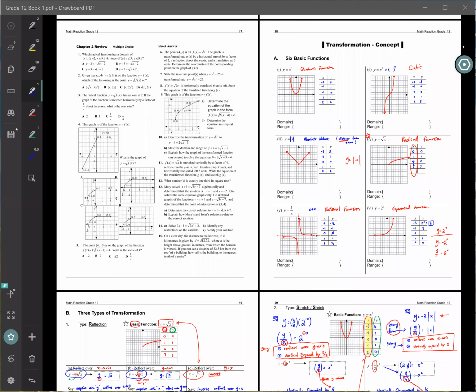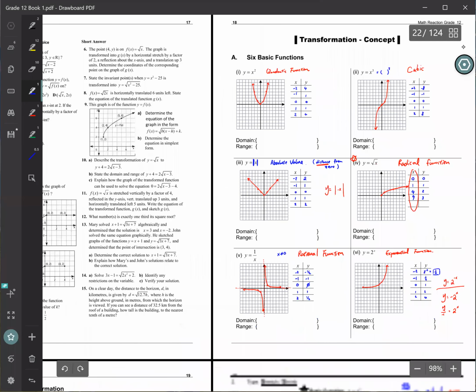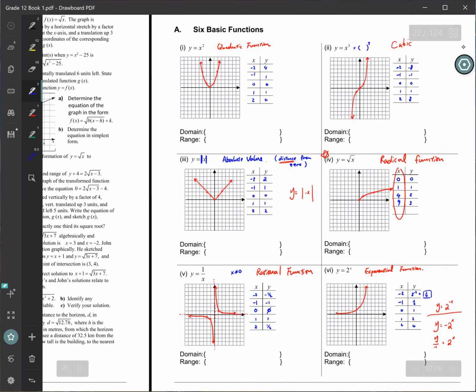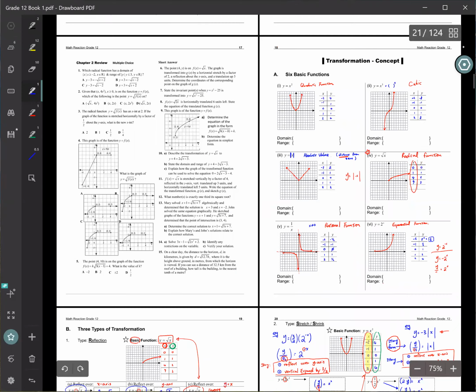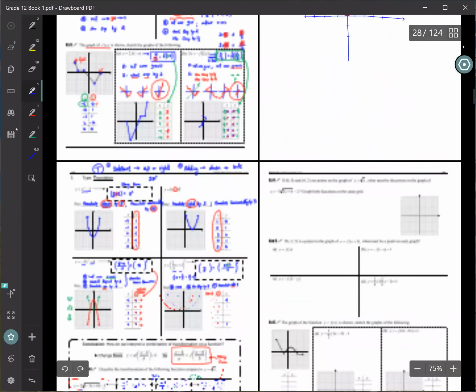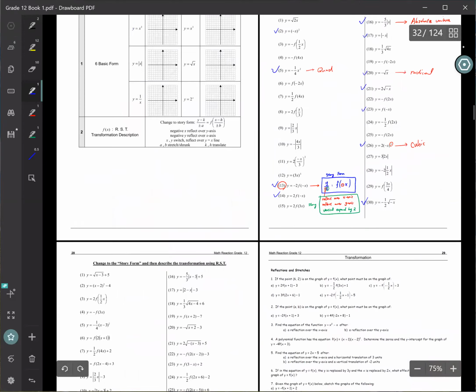Recording. Right, so the RST that you learn, you can apply to any of the 6 functions at the very beginning, right? We had the quadratic, cubic, absolute value, radical, rational, exponential. But in this chapter we will be mostly on the top 4, okay? Later on we will have a chapter called exponential, so you will see transformation on that, okay? Right, so let's go to the homework section, okay?